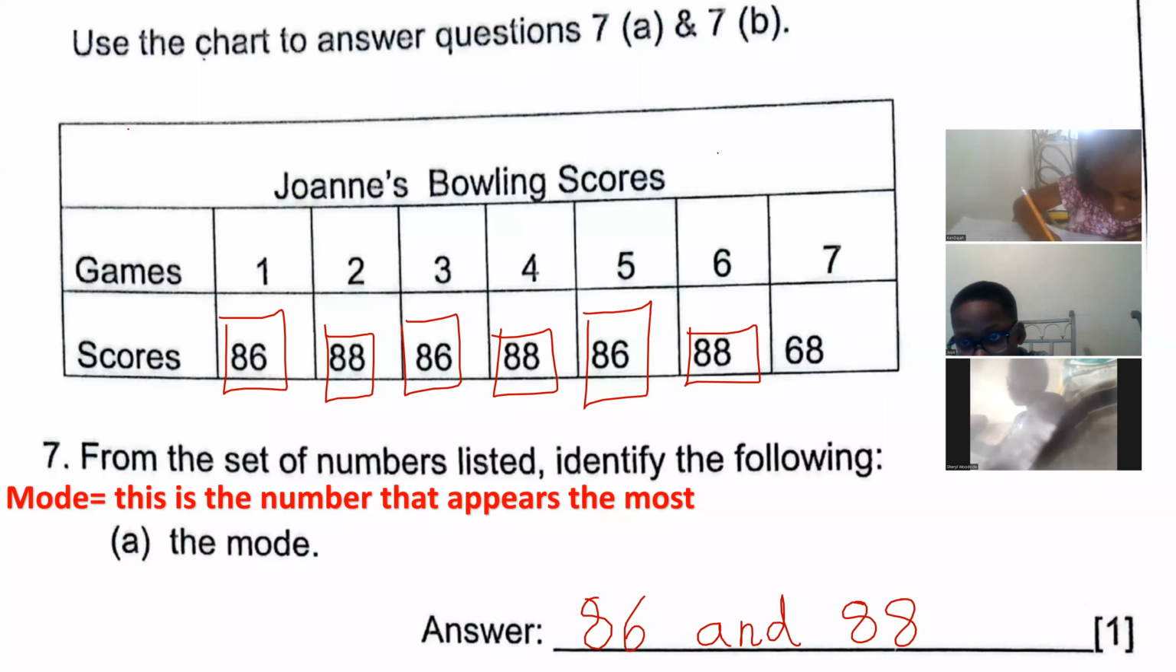Gabe, are you there? Yes, I'm here. Okay. What is the mode? This is the number that appears the most. Very good. So what is the mode again? The mode is the number that appears the most. Very good. And in this question, what are the two modes? 86 and 88. Very good.